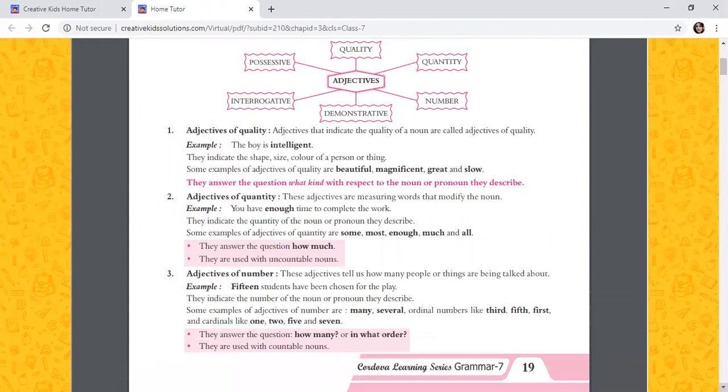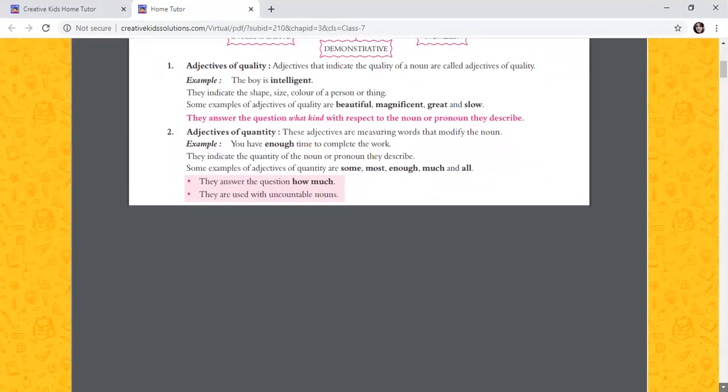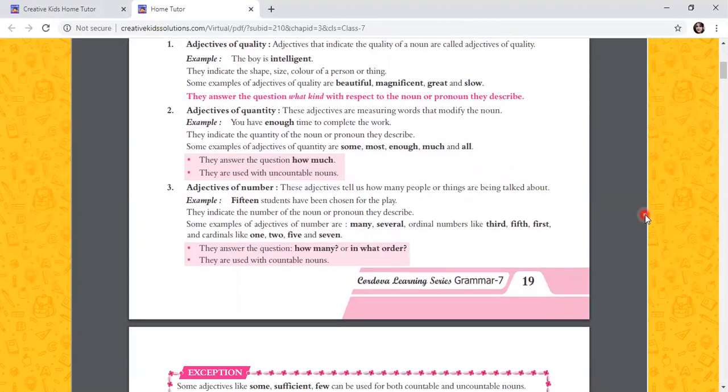Then, adjective of quality. If adjectives indicate the quality of a noun, they are called adjectives of quality. Here, the boy is intelligent. Intelligent is an adjective. The word intelligent is telling about the boy. So, adjectives of quality indicate the shape, size, and color of a person or thing. Adjective of quantity. These adjectives can measure the word or modify the noun.